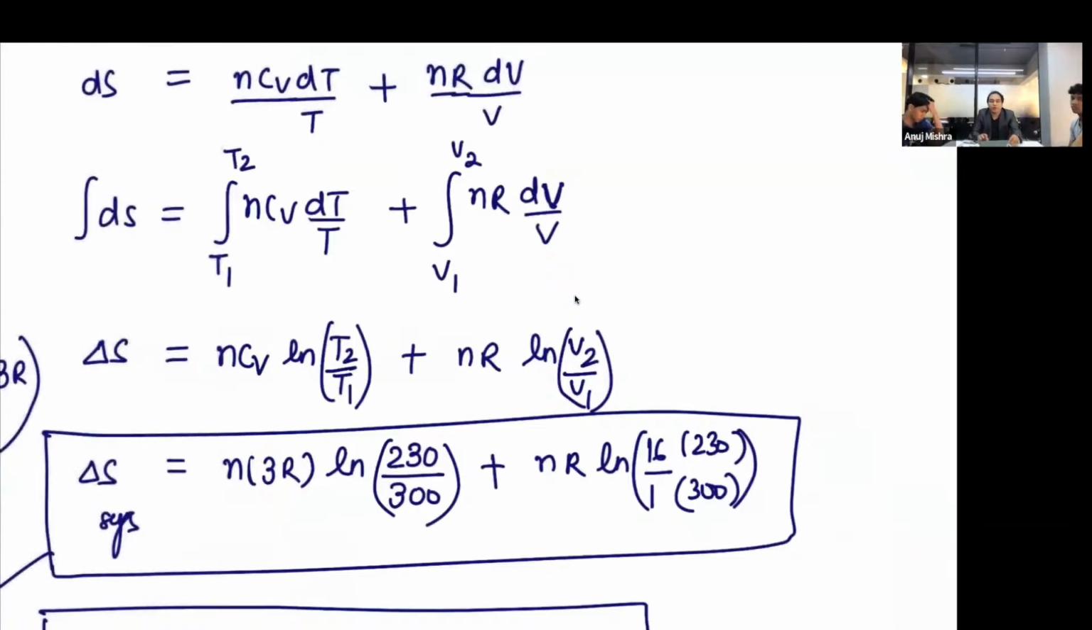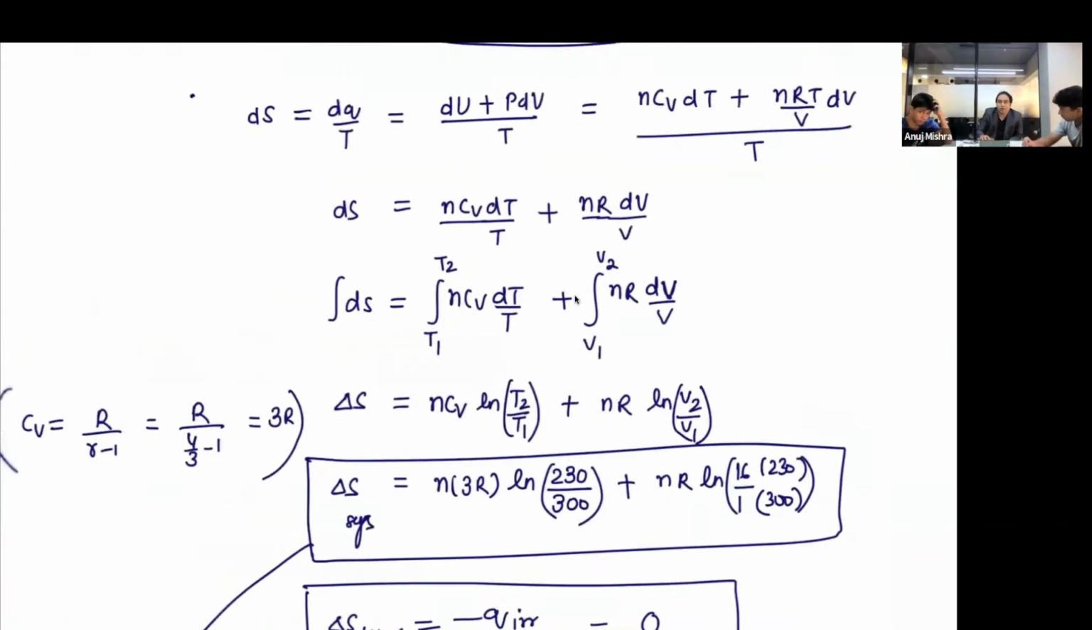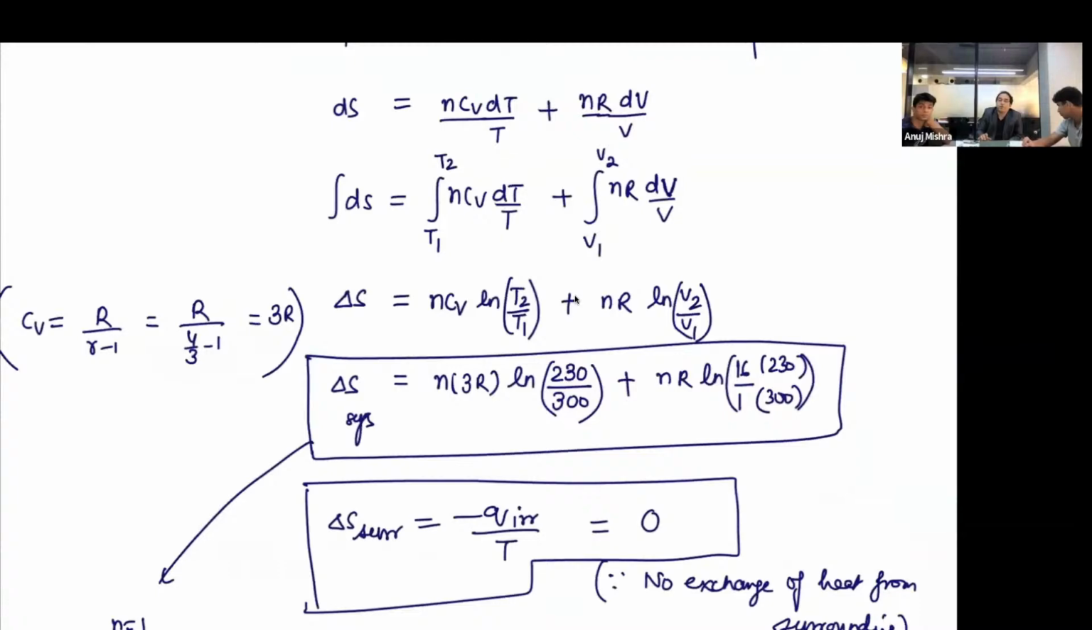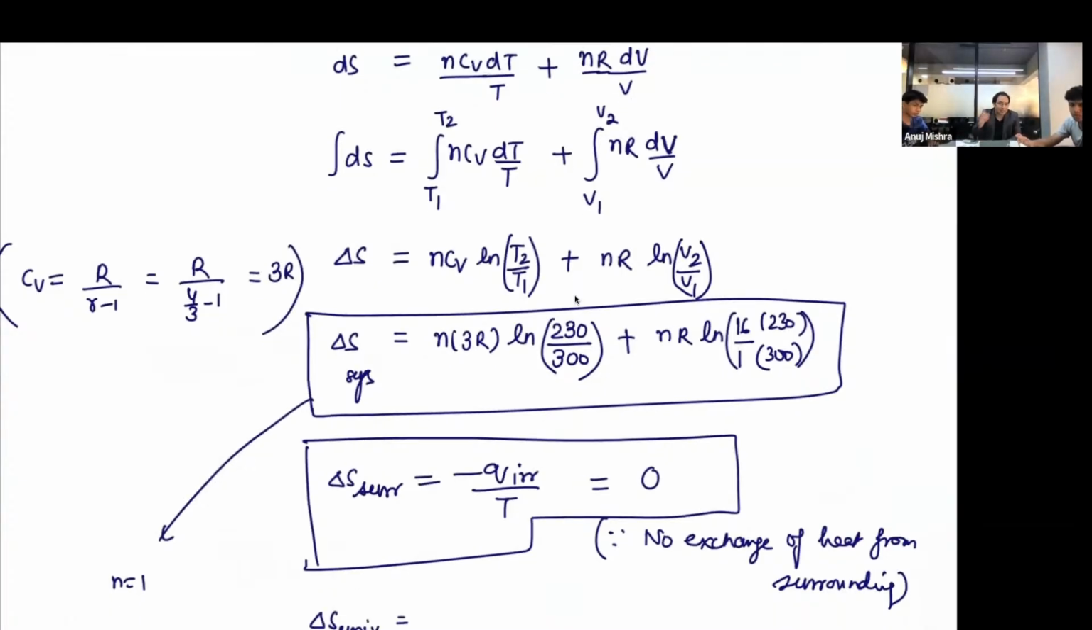Is it clear? So delta S system is this. Delta S surrounding is how much? Minus Q irreversible upon T. That is the standard result. Now remember how much heat you are exchanging with the surrounding in adiabatic. No heat exchange from the surrounding. Heat exchange from the surrounding is 0. Hence, my Q irreversible value is 0.